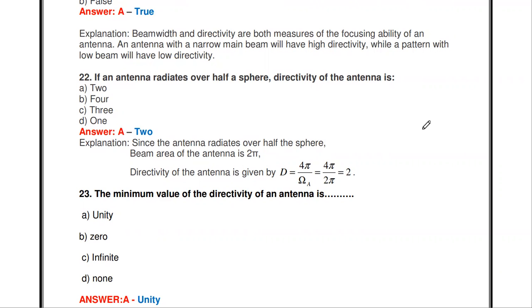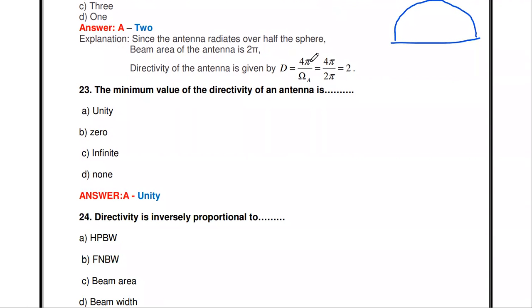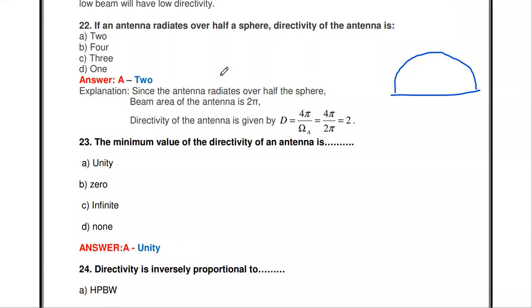Okay, the next one, if the antenna radiates over a half sphere, the directivity of the antenna is, okay, if the antenna radiates over half of the sphere, what is the directivity of the antenna? Already you know the formula, the directivity is nothing but 4 pi divided by the beam area. Here they mention that the antenna radiates over a half sphere. Half sphere means the area of the half sphere is nothing but 2 pi. So the beam area of the antenna is 2 pi. So that's why the directivity D is equal to 4 pi divided by 2 pi.